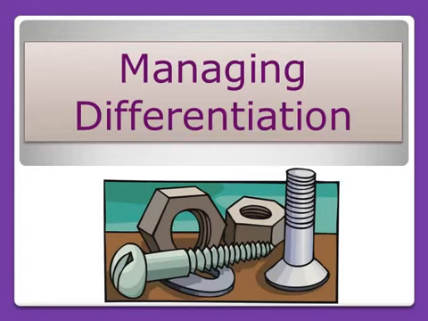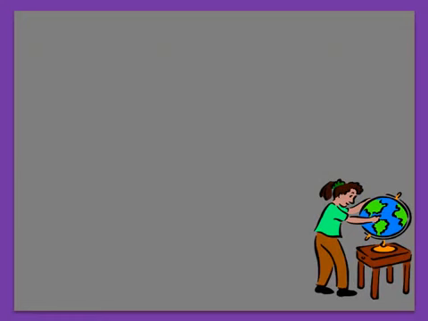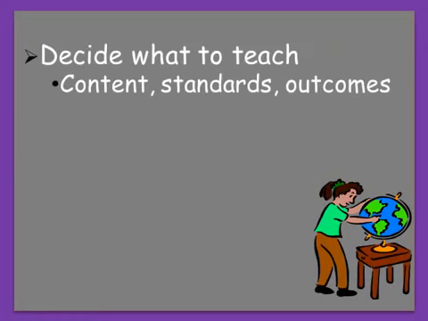Managing differentiation. The nuts and bolts. Yes, those are all great ideas, but how do you do it? So let's talk about nuts and bolts. Decide what you want to teach using your core content, your standards. Decide on what I call the outcomes. What do you want the students to be able to do at the end of your lesson?